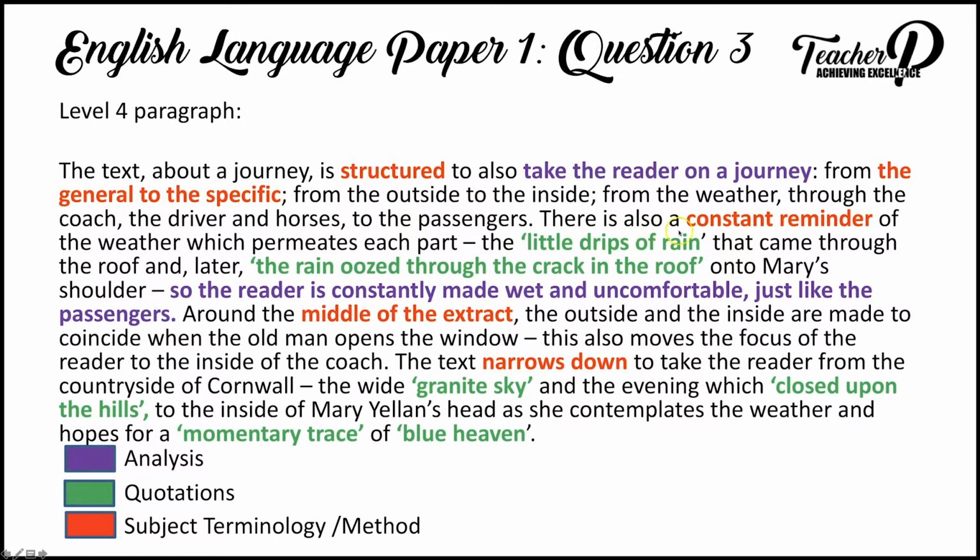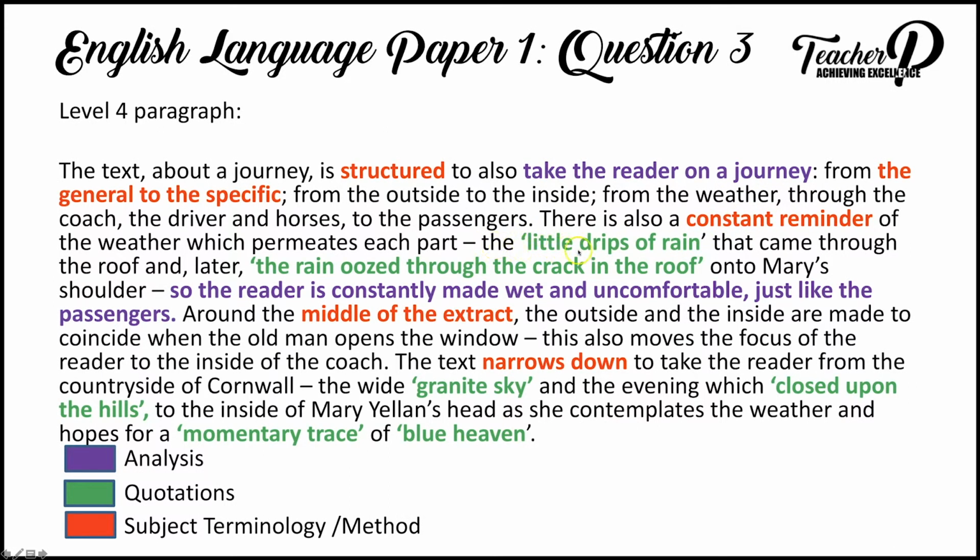"There is also a constant reminder of the weather which permeates each part, the little drips of rain that come through the roof, and later the rain oozed through the cracks in the roof on Mary's shoulder. So the reader is constantly made wet and uncomfortable, just like the passengers." You can see here they've decided to look at the repetition or the motif of the weather. So looking at the constant reminder of the weather.